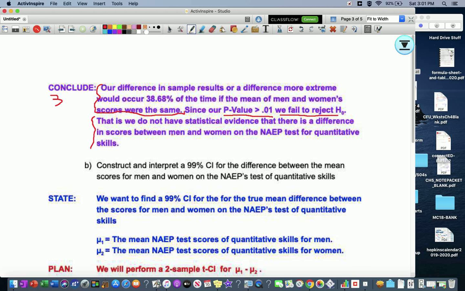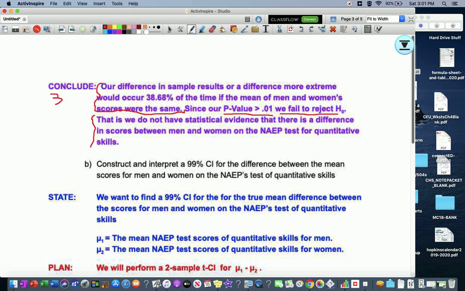We never prove the null to be true. We're just trying to show that the alternative is false, at least in a statistical sense, or at least we have statistical evidence to suggest it is.